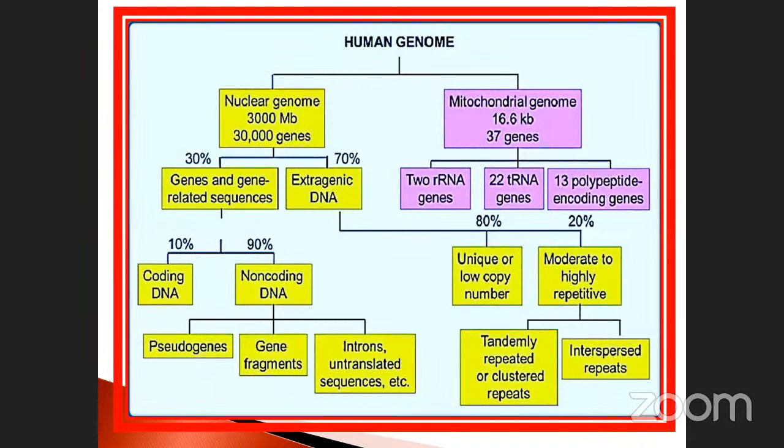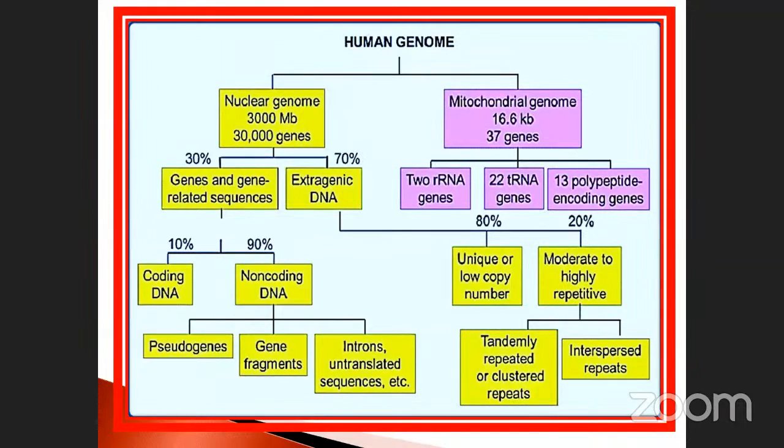In human genomes, there are so many types that have been reported. The human genome is broadly divided into two types: one is called the nuclear genome and the other the mitochondrial genome. How many base pairs is that? 3000 megabases, and 30,000 genes are also there.